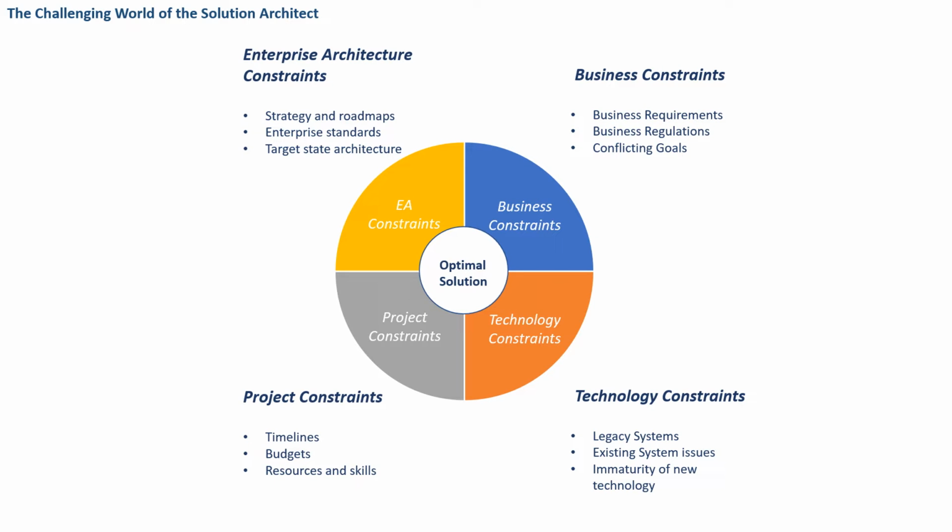So now we're going to get into the role of a solution architect. This diagram summarizes the challenging world of a solution architect. You've got to work as a solution architect within many constraints. You've got the constraints of the enterprise architecture, so this is aligning with strategy and roadmaps and standards. You've got business constraints, so you usually have business requirements obviously, but business regulations as well, depending on which industry you're working within. You've got project constraints: timelines, always budgets, always costs, and usually resource and skill constraints.